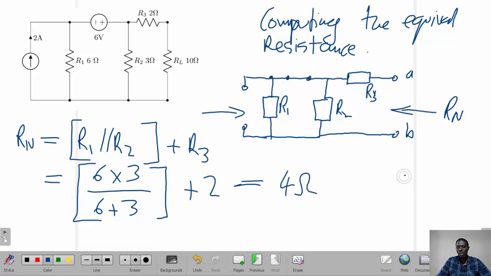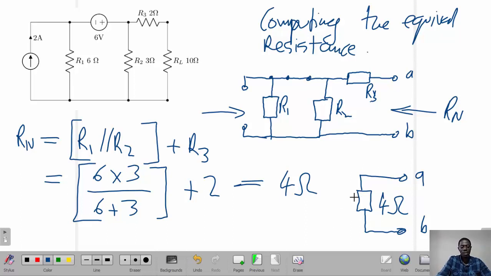And therefore, between the terminals A and B, the equivalent resistance that we have found is a 4 ohm resistor, which is indicated or shown like so. So this is the equivalent resistance. Now we look at how we find the Norton current, and then we make the equivalent circuit.